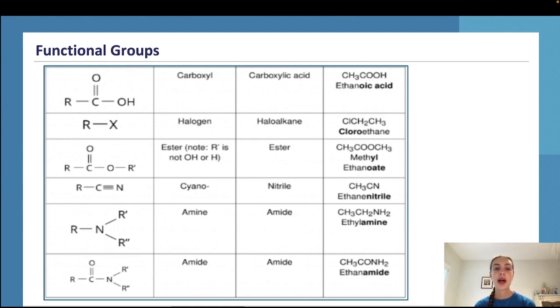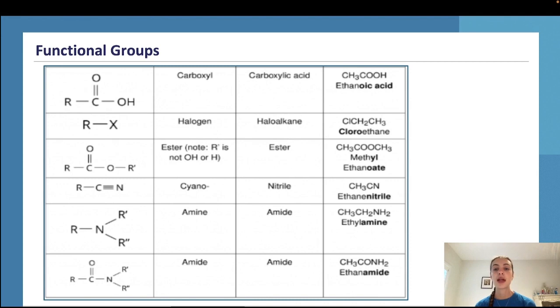The next one we can look at is halogens. Halogen groups can be put onto an alkane chain to make what's known as a haloalkane. A haloalkane is quite a simple molecule. It's just the exact same as your general alkane molecule, except one of the hydrogens from the alkane chain has been replaced by a halogen. Any of the halogens from the periodic table, so common ones are generally chlorine and bromine.